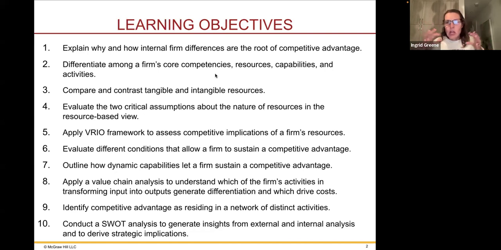There are lots of different people working with lots of different organizations and lots of different employees, etc. More like an extension of stakeholder theory. And then lastly, conducting a SWOT analysis to generate insights. You're going to use this in your client projects, drawing from external and internal analyses to derive strategic implications.